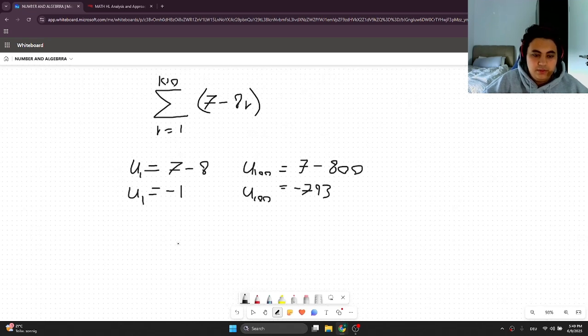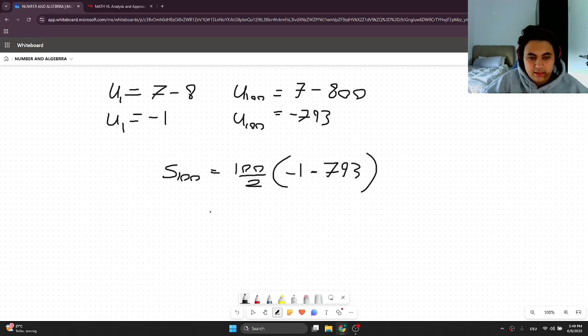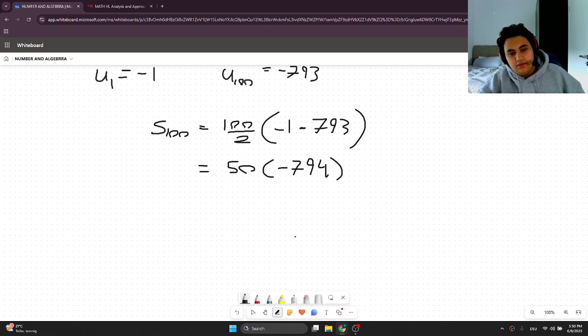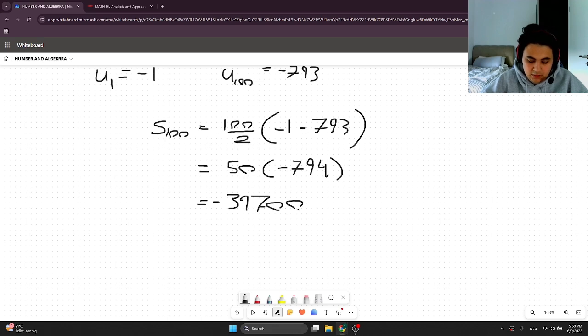Okay, good. So now we do S100 is equal to 100 divided by 2 multiplied by negative 1 minus 793, right? It would usually be plus, but because of the negative, it's just going to be turned into a minus sign. So you have 50 multiplied by negative 794, right? This one I'm definitely just going to do on a calculator. So you have 50 multiplied by 794. So that is equal to negative 39,700. So that is the sum, and that is correct.